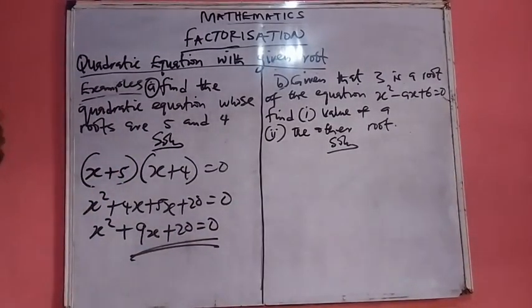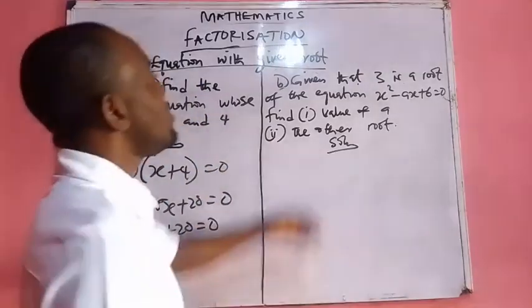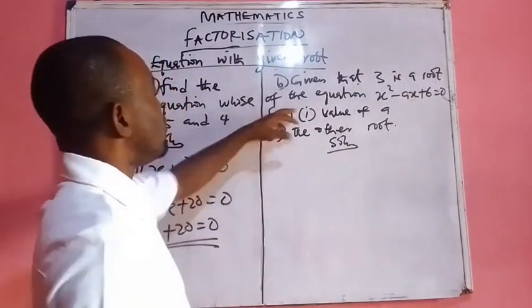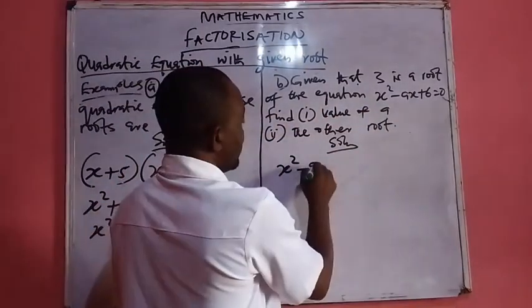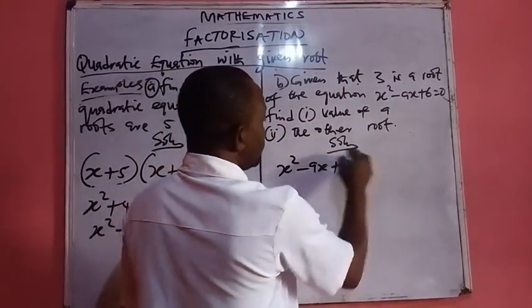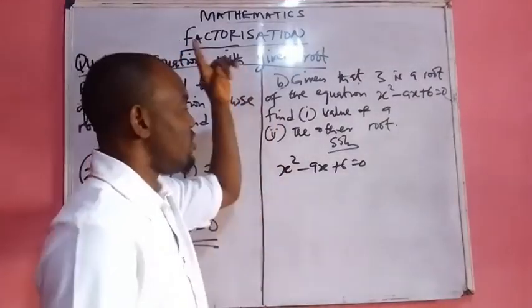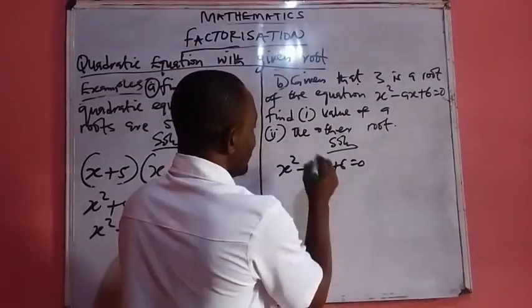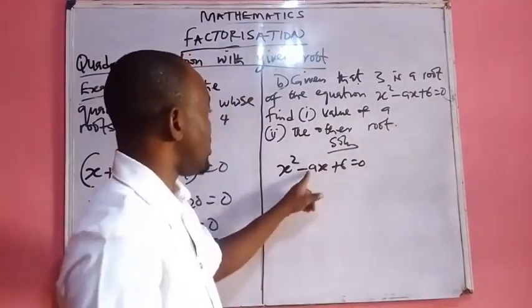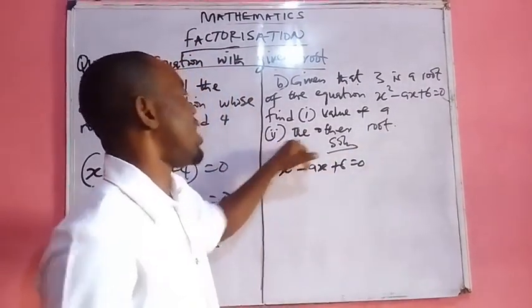This is very simple. Now let's check the other one. It said, given that 3 is a root of the equation x squared minus ax plus 6 equal to 0, find the value of a. This is a, not 9, please. Let me write it well. They say find the value of a. Then the other one, find the other root.